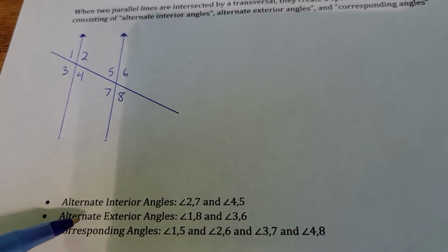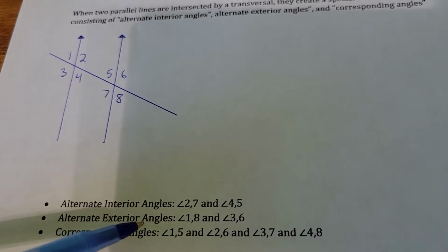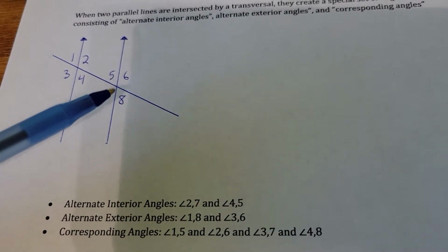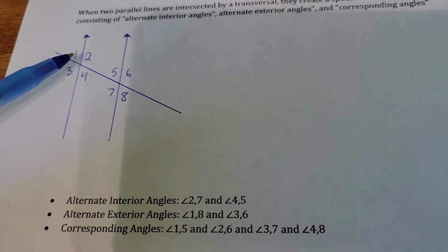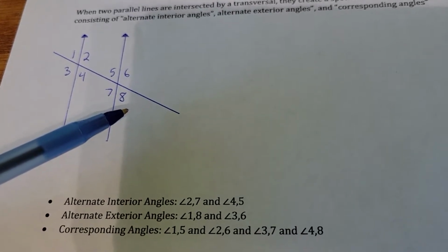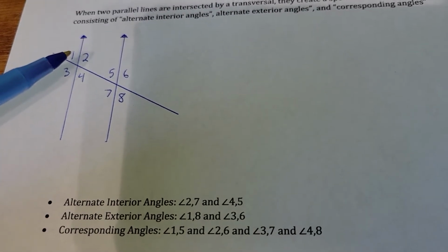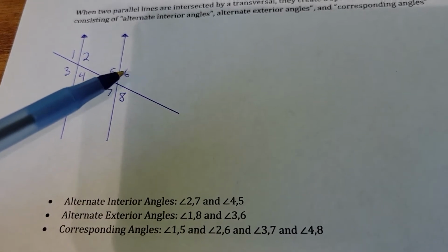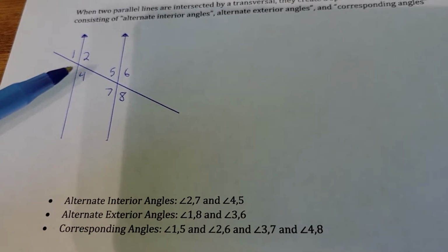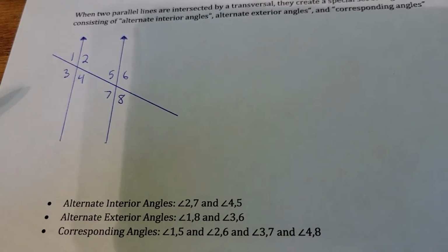Now, the next one kind of makes sense. Alternate exterior angles, they're on the outside of the set of parallel lines. So on the outside here. And 1 and 8 would be considered alternate exterior angles because they're both the acute angle in the picture here. And 3 and 6 would be alternate exterior angles as well. That's another pair. And you can see those are both obtuse angles. So those are a pair.